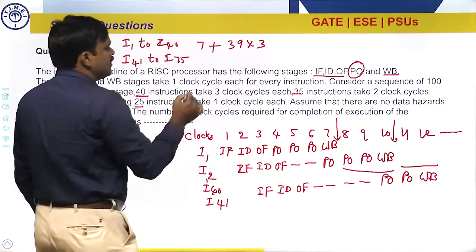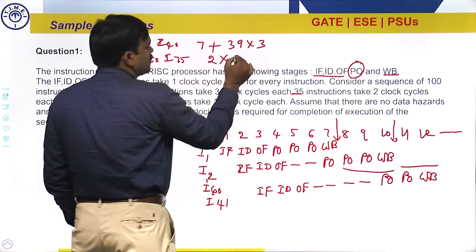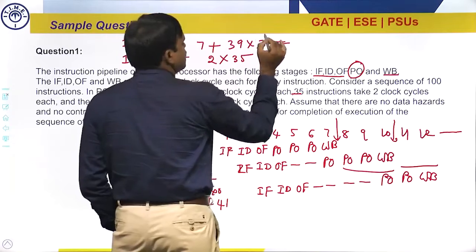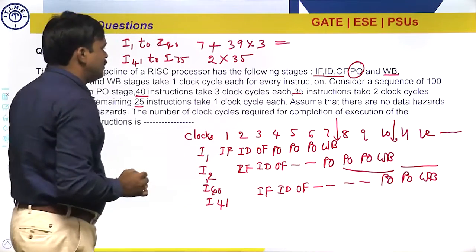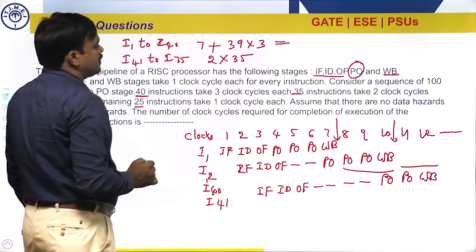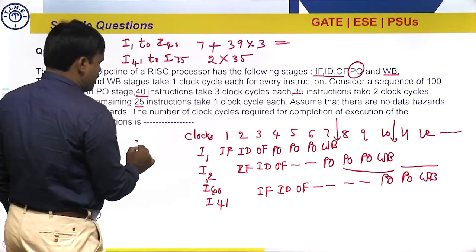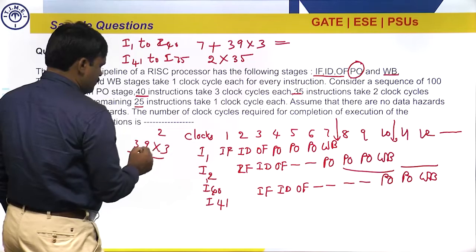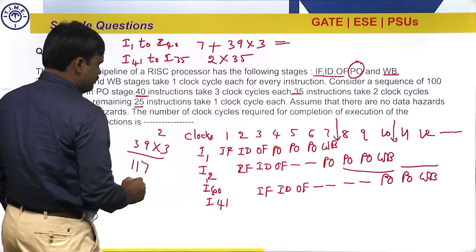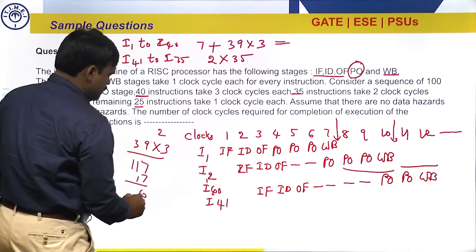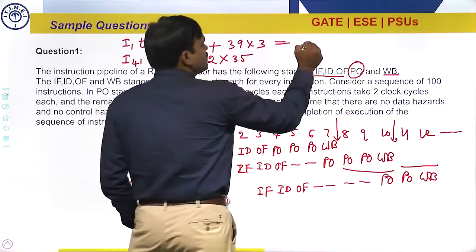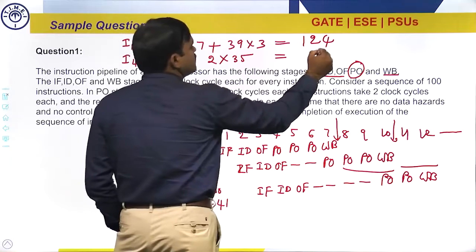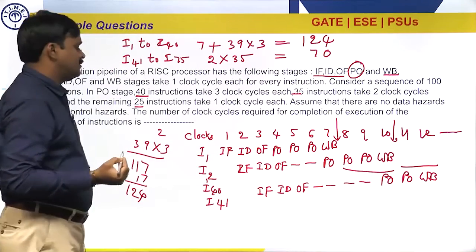They take 2 clock cycles each, so it will be 2 into 35. So what is this calculation? This calculation is 39 into 3. What is its value? 90 plus 27 is 117. 117 plus 7 is 124. 124 is the total number of clock cycles taken for the first 40 instructions, and 2 into 35 is 70, for the remaining instructions.